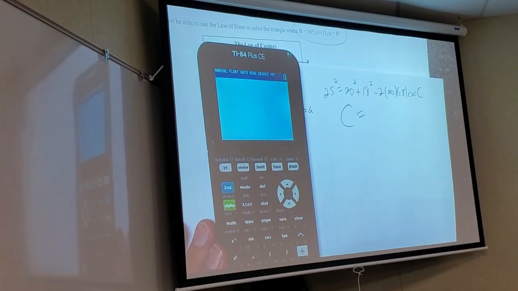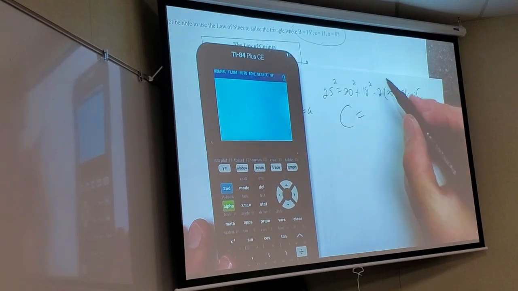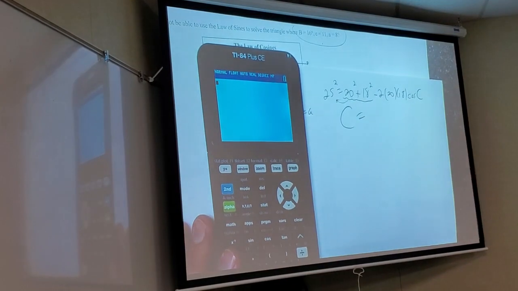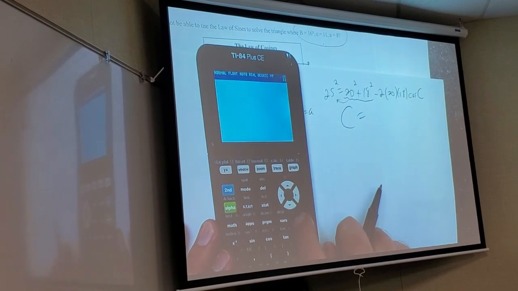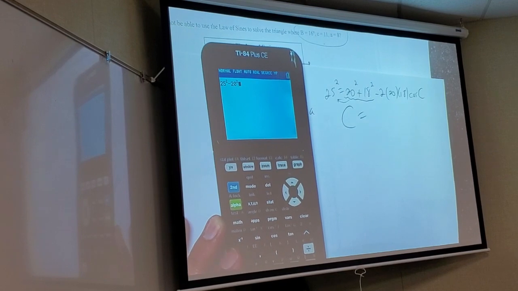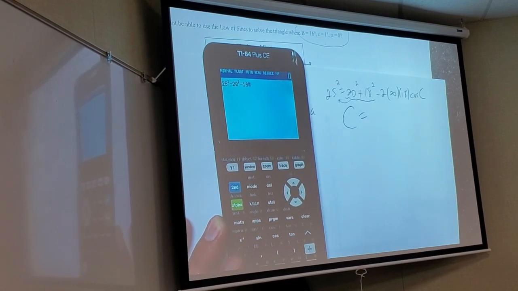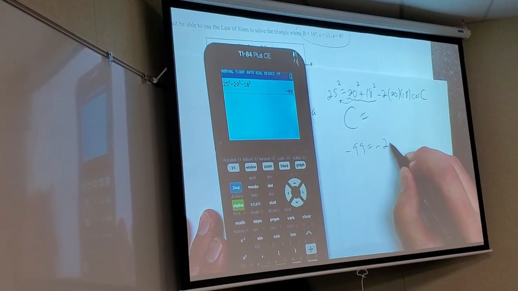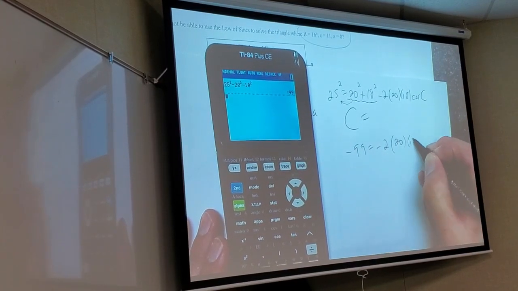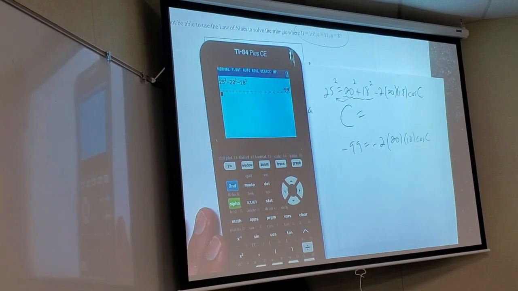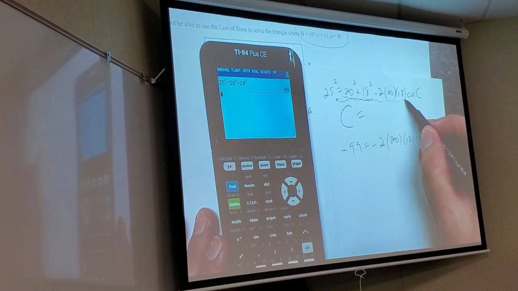So what I need to do is subtract those. So I'm going to do 25 squared minus 20 squared minus 18 squared. So now where am I? I got negative 99 equals negative 2 times 20 times 18 times cosine C. So the big mistake people make is they combine all this stuff. You can't.